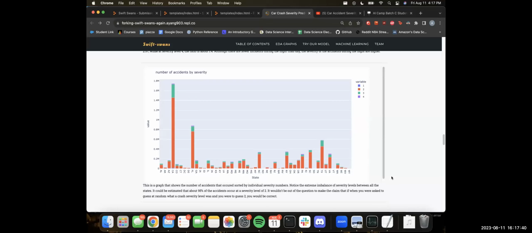Okay, this is my graph. Essentially, you can see the severity numbers in the USA. And you can obviously see that the largest amount of severity by count is a severity level of 2. And essentially what that implies is this will actually raise a problem for later.